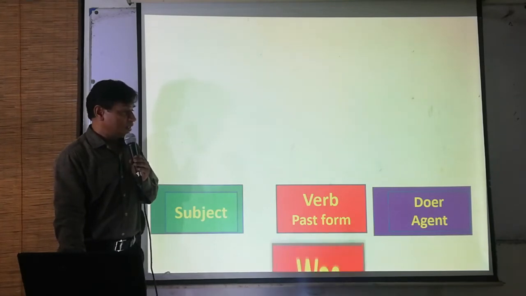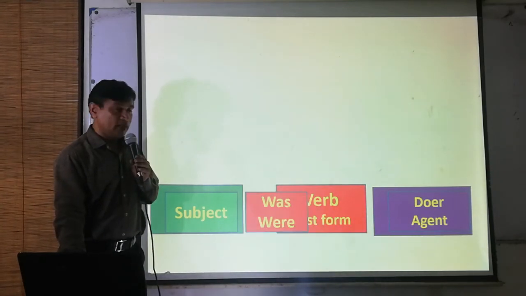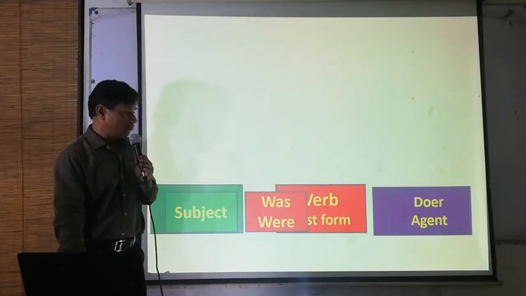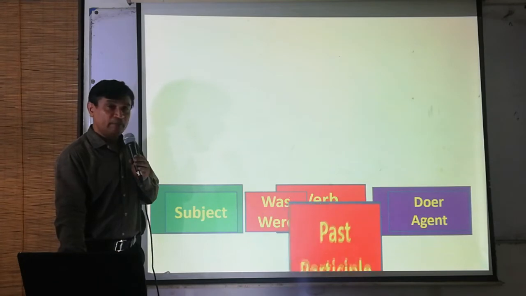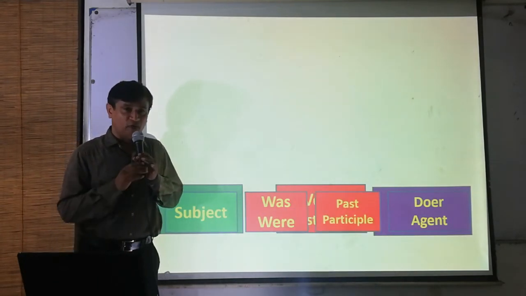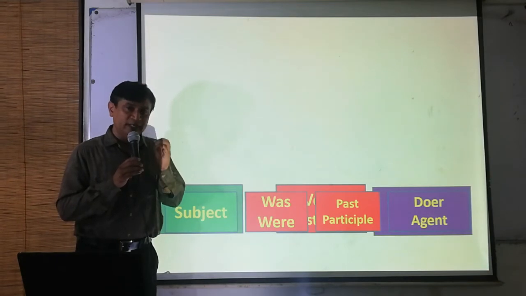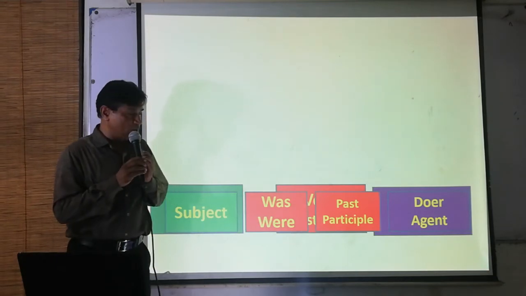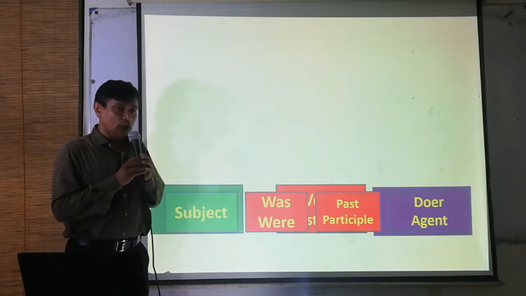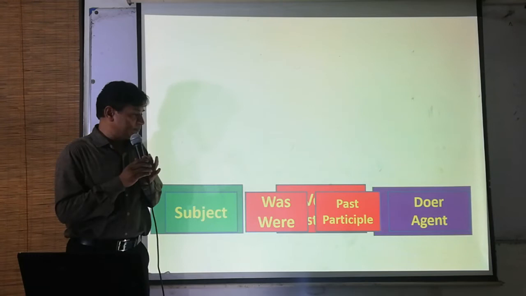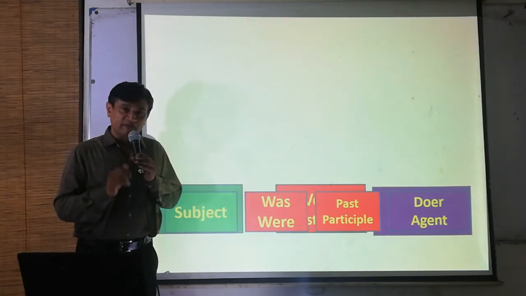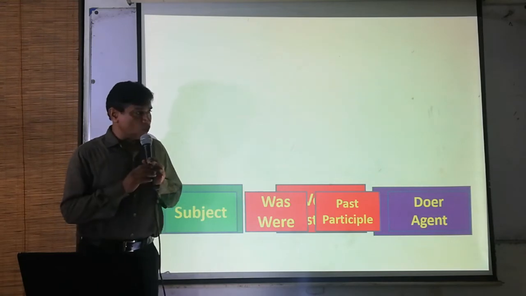The verb is divided into two parts. First, the helping verb. There are two helping verbs in simple past tense: was and were. After that, the main verb is in the past participle form. Right, now I think you got it clear. Subject, was/were, past participle, doer or agent. I explained once again the process that happens when an active voice becomes a passive voice.